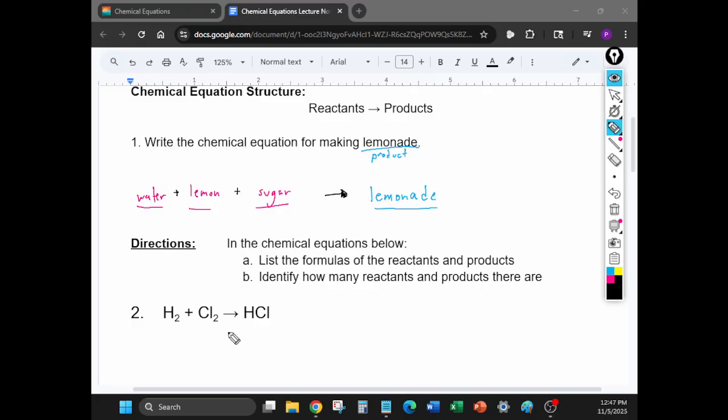Any questions on the general concept? Hopefully it's not too bad. Today is pretty easy. No, it's a compound though.